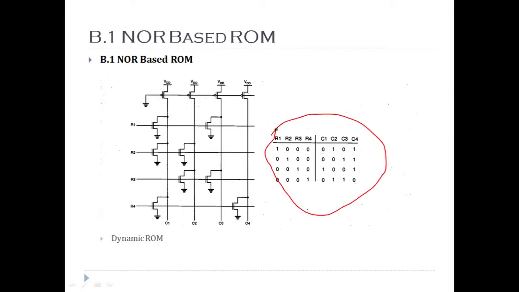we will see the structure of the circuit later, but first let's look at the truth table. So there are four rows, R1, R2, R3, R4. At these four rows, the data is stored: 0, 1, 0, 1, 0, 0, 1, 0, 1, 0, 0, 1, 1, 1, 0, 0, 1, 0, 1, 0, 1, 1, 0. So this is nothing but the data. And here, this is the output of the row decoder.